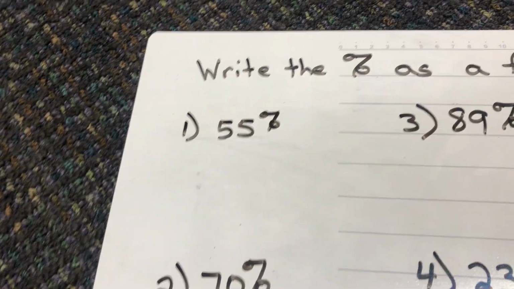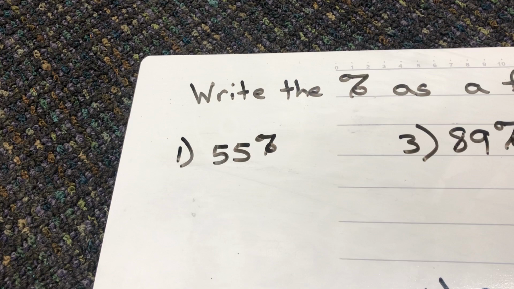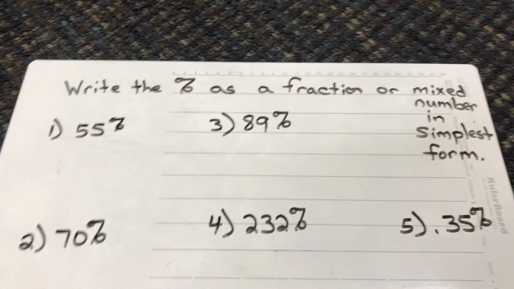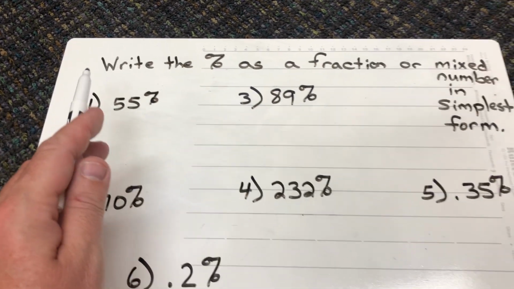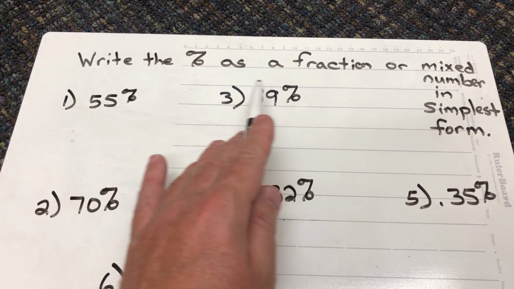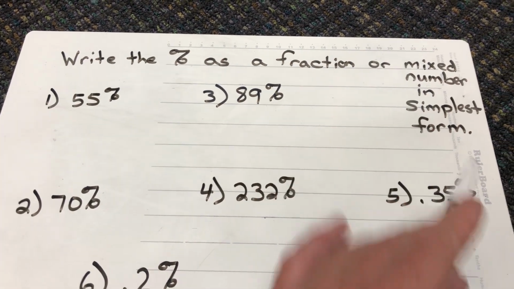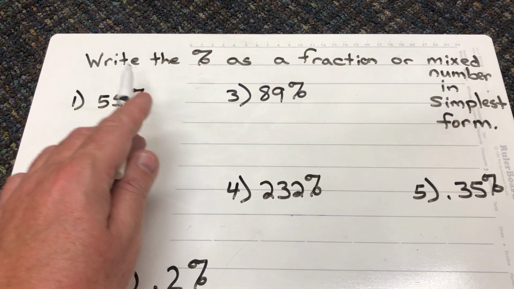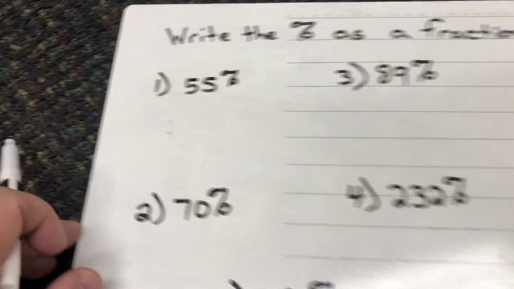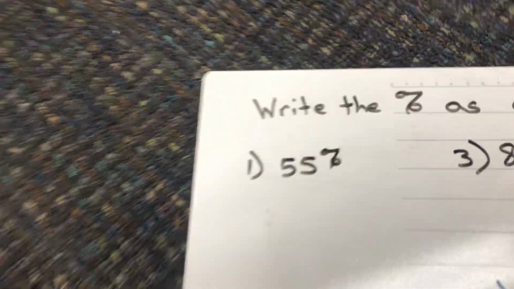All right. Well, here we go, sixth grade, getting into chapter 4. And as we look at the first lesson, we have a couple parts we're going to look at in today's video. The first part says to write the percent as a fraction or mixed number in simplest form. So once again, write the percent as a fraction or mixed number in simplest form. Well, first of all, 55%.